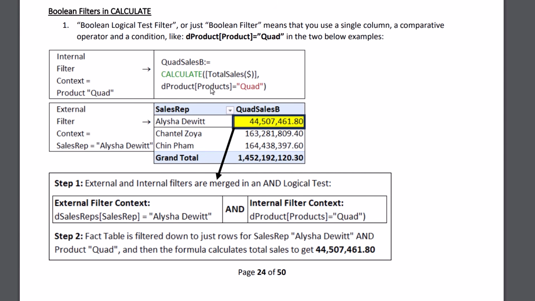If we look at page 24 in our PDF notes, we have the internal filter context coming from inside of Calculate, products equal quad. The external filter context comes from the row area of the pivot table, sales rep equals Alicia. Both of those conditions are running an AND logical test to filter the fact table down to just the rows for those 2 conditions, and then the final number is calculated.